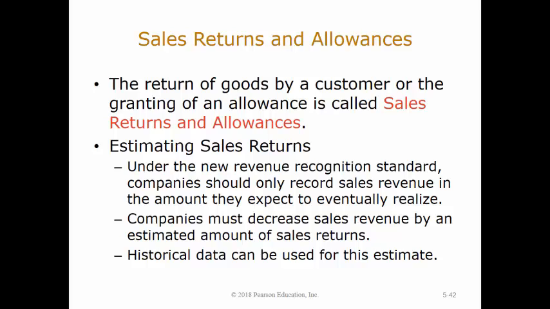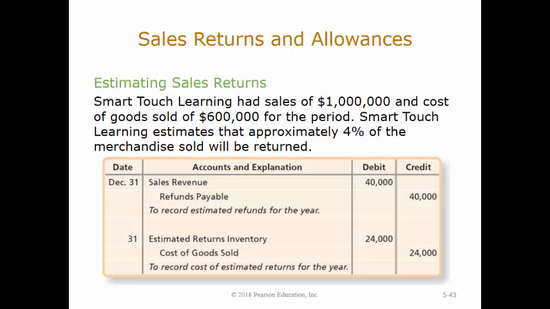Companies must decrease sales revenue by an estimated amount of sales returns. Historical data can be used for this estimate. Smart Touch Learning has sales of $1 million for the period ending December 31st, 2019. The cost of goods sold related to those sales was $600,000.